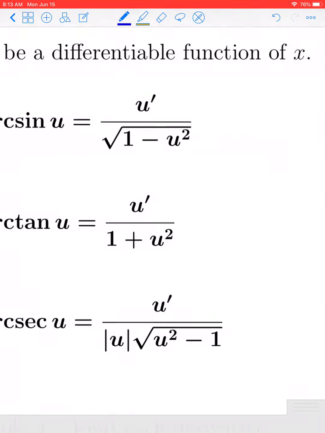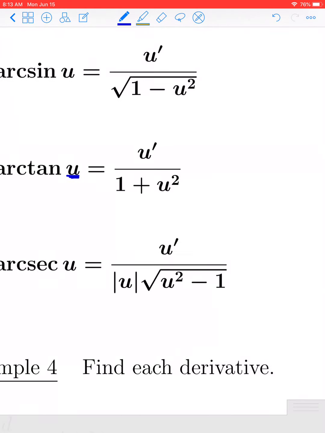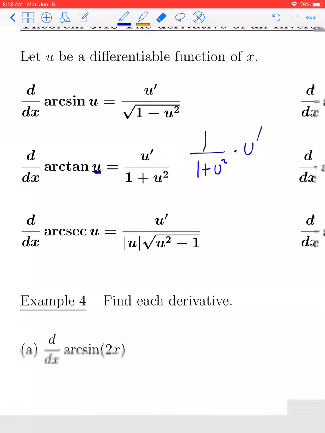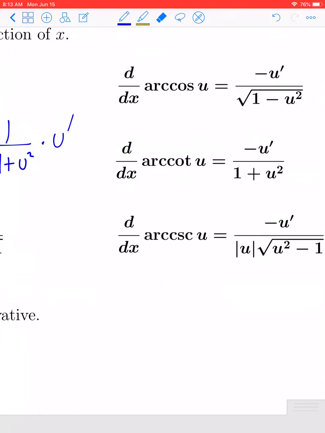We had just seen previously, for example, that the derivative of the arc tangent of x, or tangent inverse, was 1 divided by 1 plus x squared. If we have a differentiable function of u on the inside, then that derivative would be 1 divided by 1 plus the inside part squared. And then from the chain rule, you would multiply by the derivative of the inside, which would be u prime. The arc cotangent has a similar derivative, but simply with a negative sign.